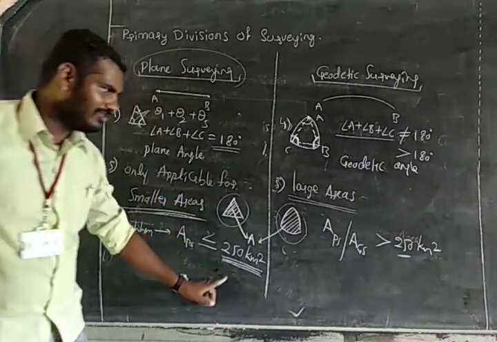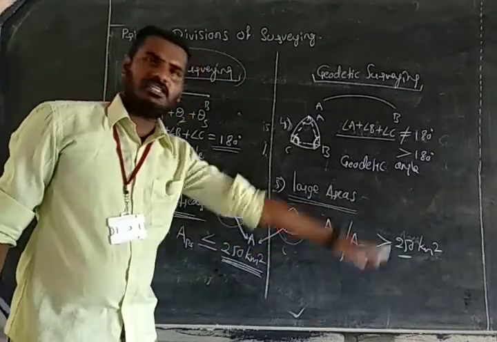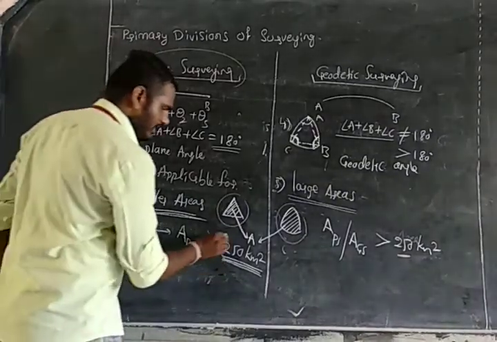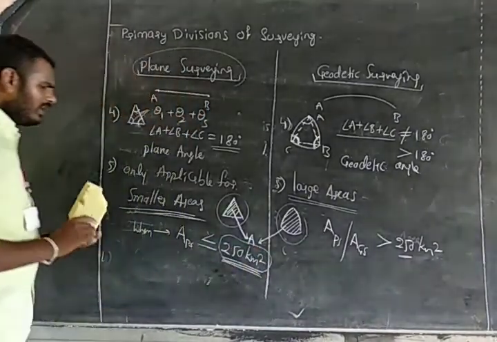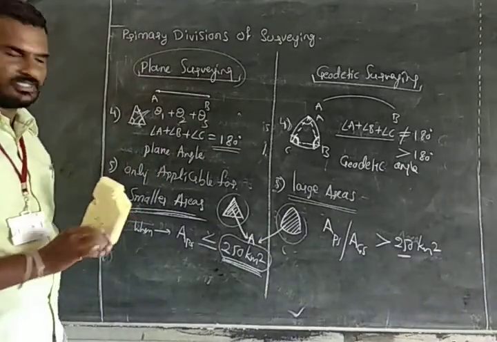If it exceeds 250, we call that the large area, where the area is greater than 250 square kilometers. Okay, so this is really very important. So in actual practice, here I want to tell one thing in extension to the subject.